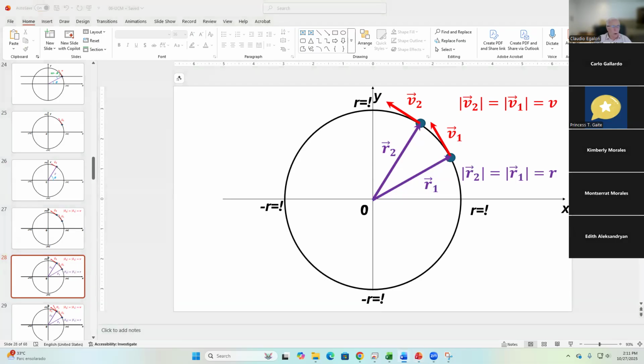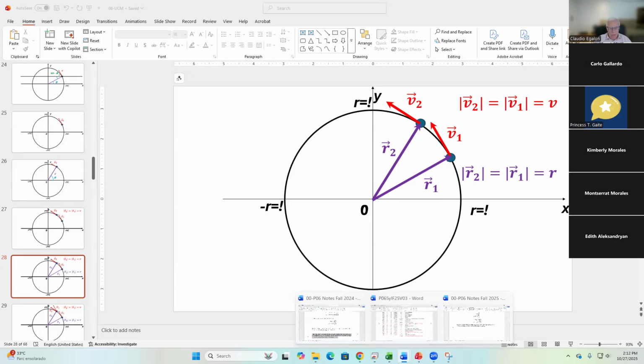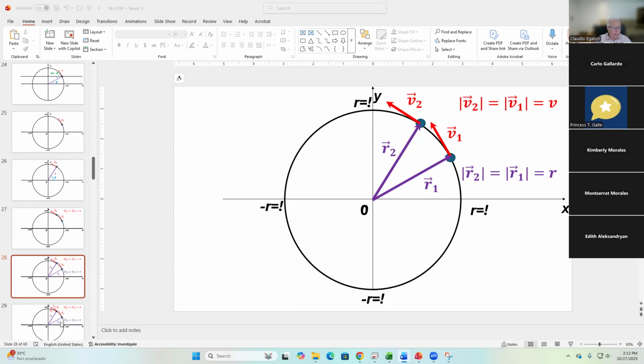Okay, so what you have to note is an important relation between those four vectors, right? Between those four different vectors. And what is this important relation? This important relation is hidden in this drawing.